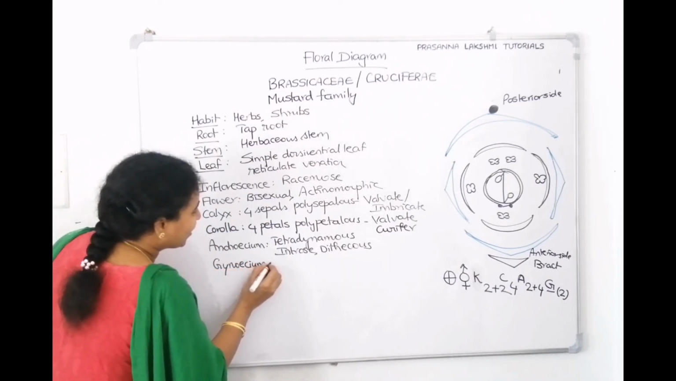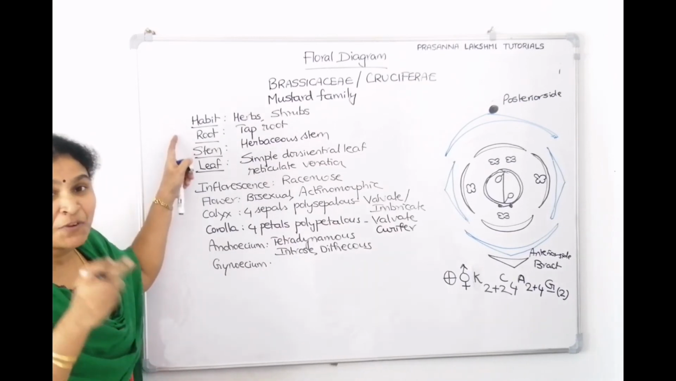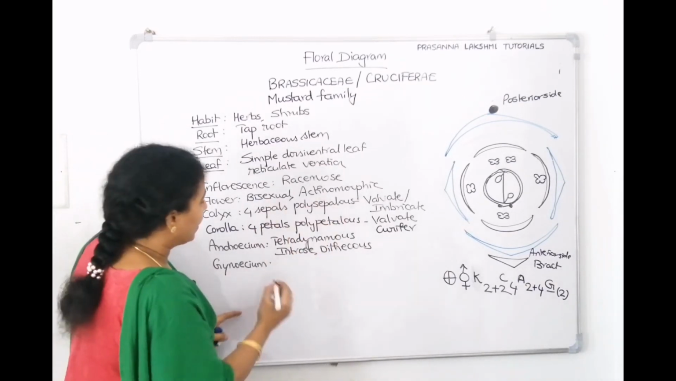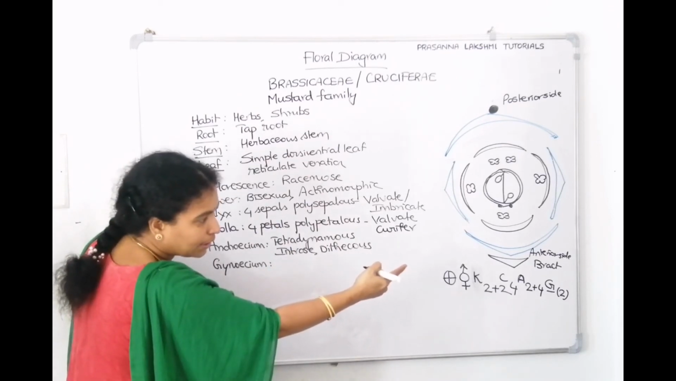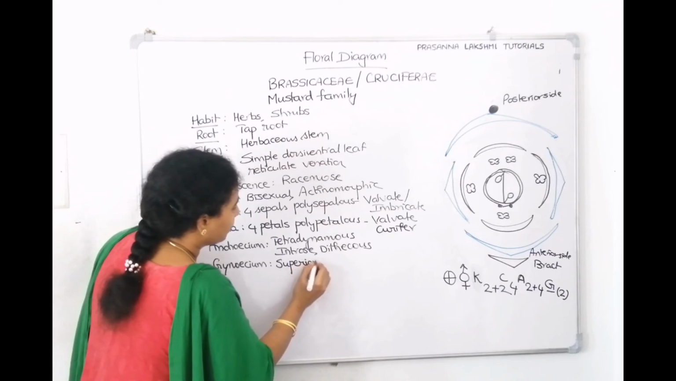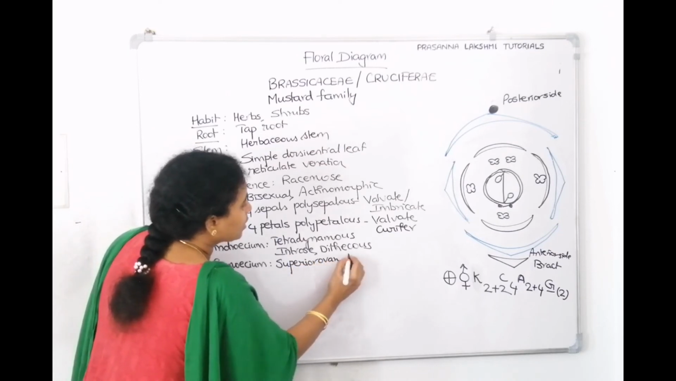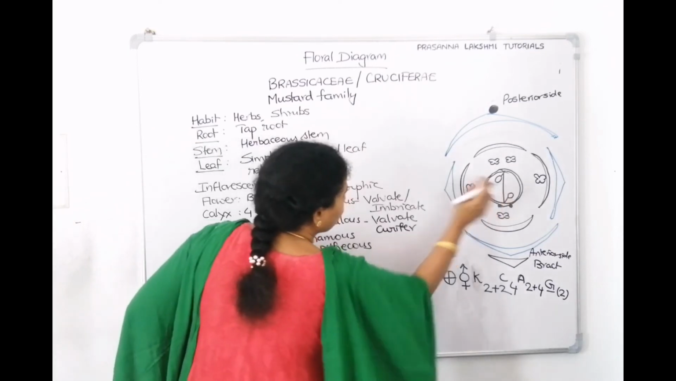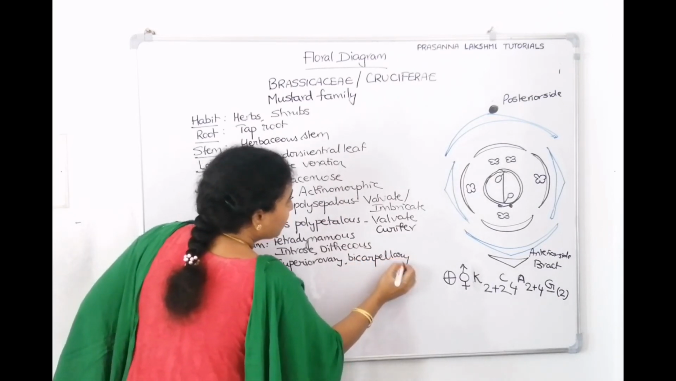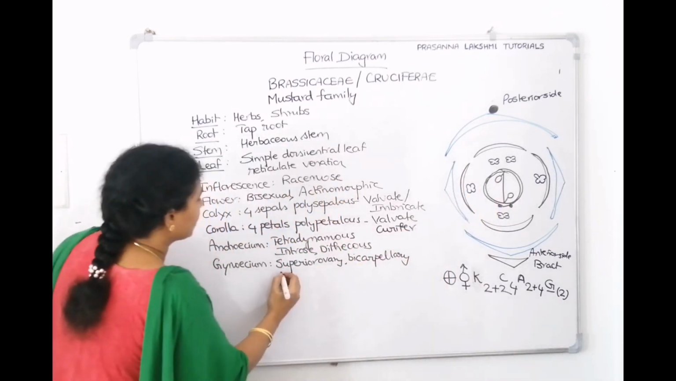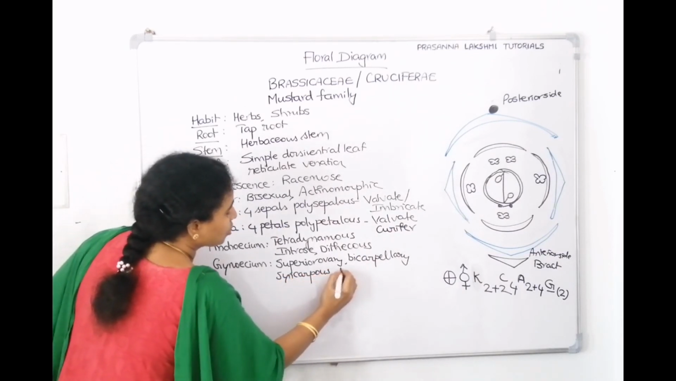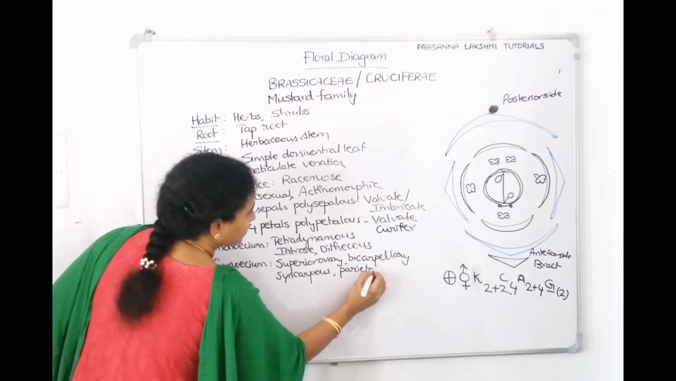See, looking at the floral formula, how much information you are able to derive. Looking at gynoecium, you cannot tell the position from the floral formula, but you can tell superior ovary. And we can say it is bicarpellary. So 1, 2 carpels are there, and both the carpels are fused in one circle. So syncarpous, and placentation is parietal placentation.